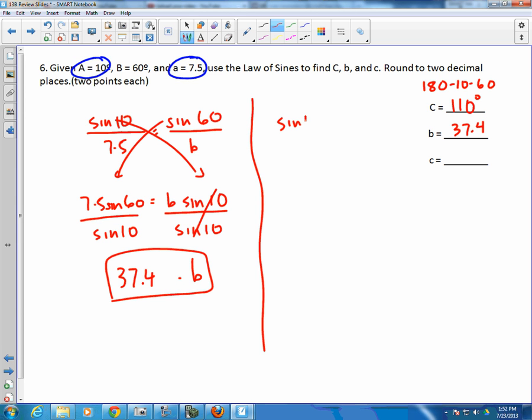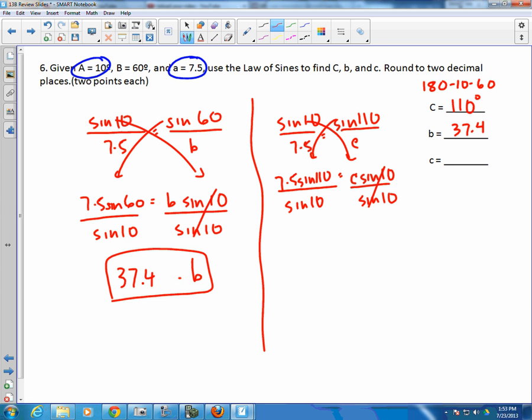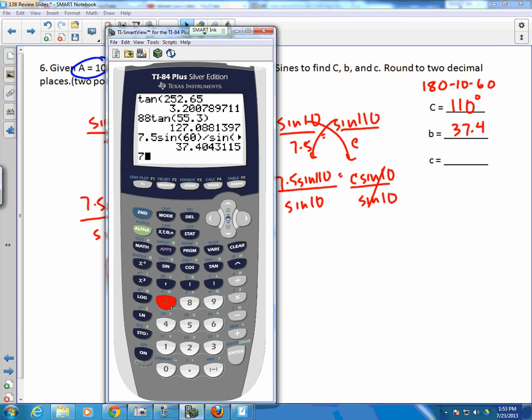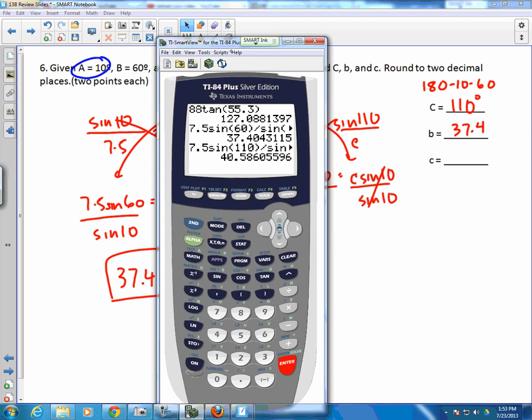In this case, I'm going to use the same ratio, sine of 10 over 7.5, but now sine of C, 110, over little c. So I cross multiply. I get c sine 10 equals 7.5 sine of 110. Divide by sine of 10, and now I can cancel out. I get c equals 7.5 sine of 110 divided by the sine of 10, and you get 40.58, or 40.6, we'll call it 40.59.